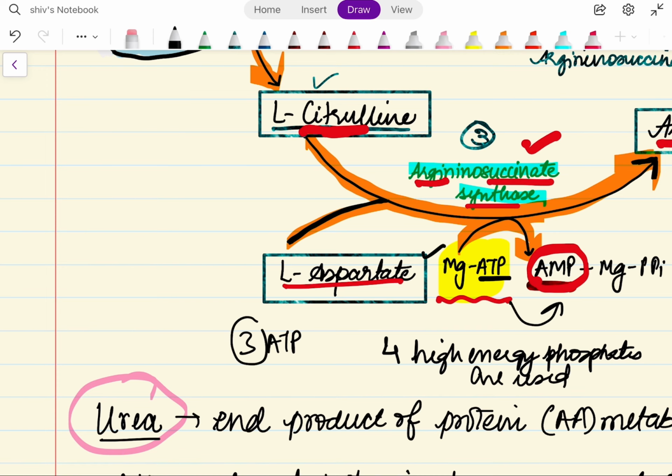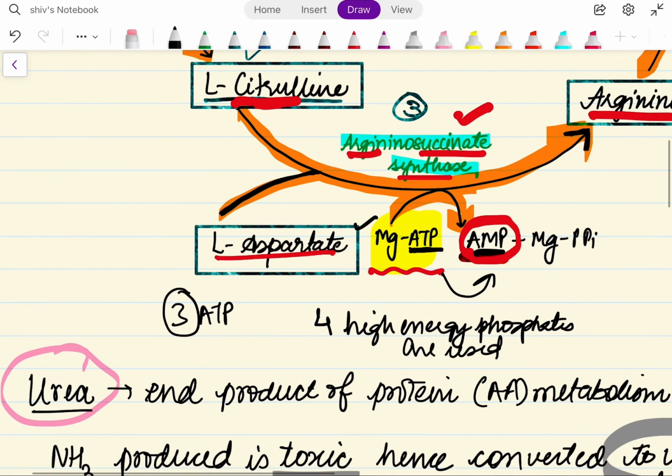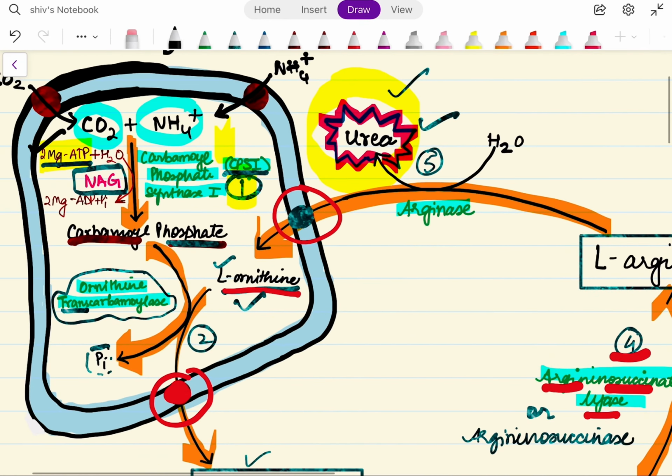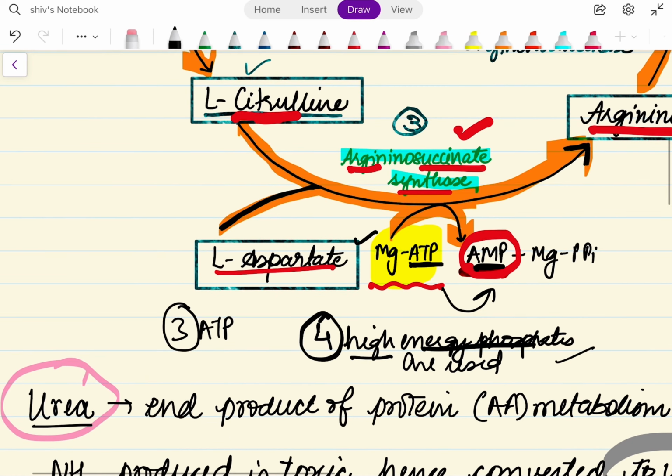And 3 ATPs are used. So I hope you understood this, because ATP is not forming ADP, it is forming AMP. Hence, that is the reason why I said 4 high energy phosphates are used. In the first step, you can see 2 ATPs are used and 2 ADPs formed. Here 1 ATP is used, but 1 AMP is formed and not ADP, right? So that is diphosphate, and here it is monophosphate. That is why 4 high energy phosphates are used. I hope you understood this step.